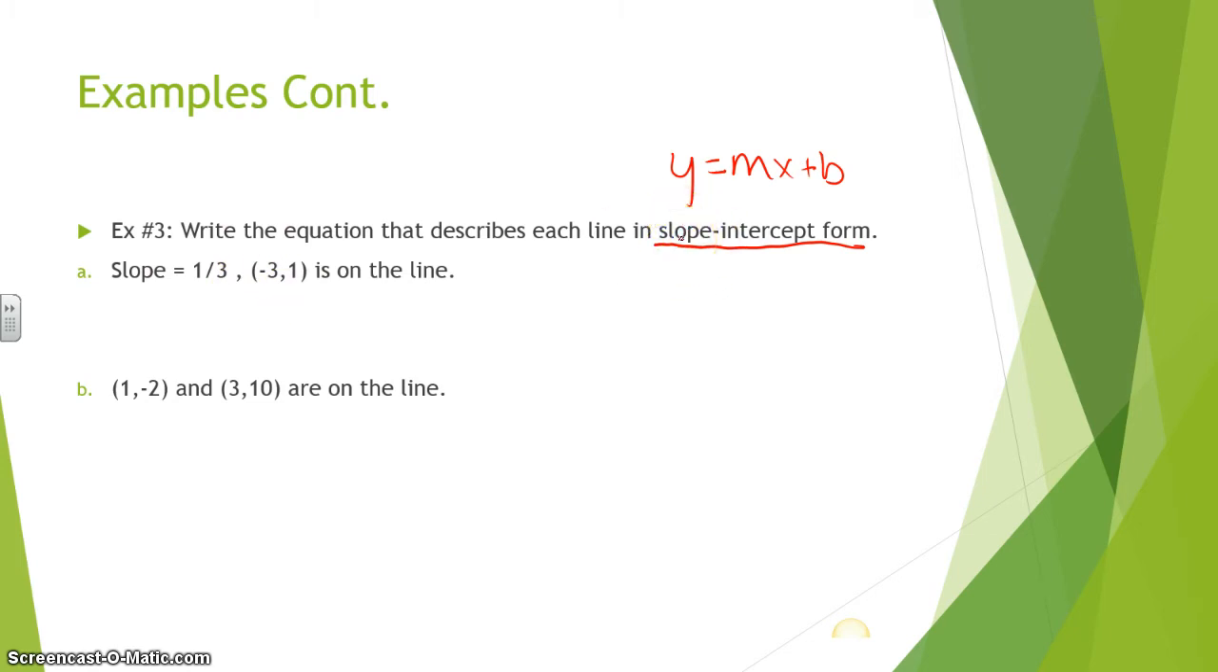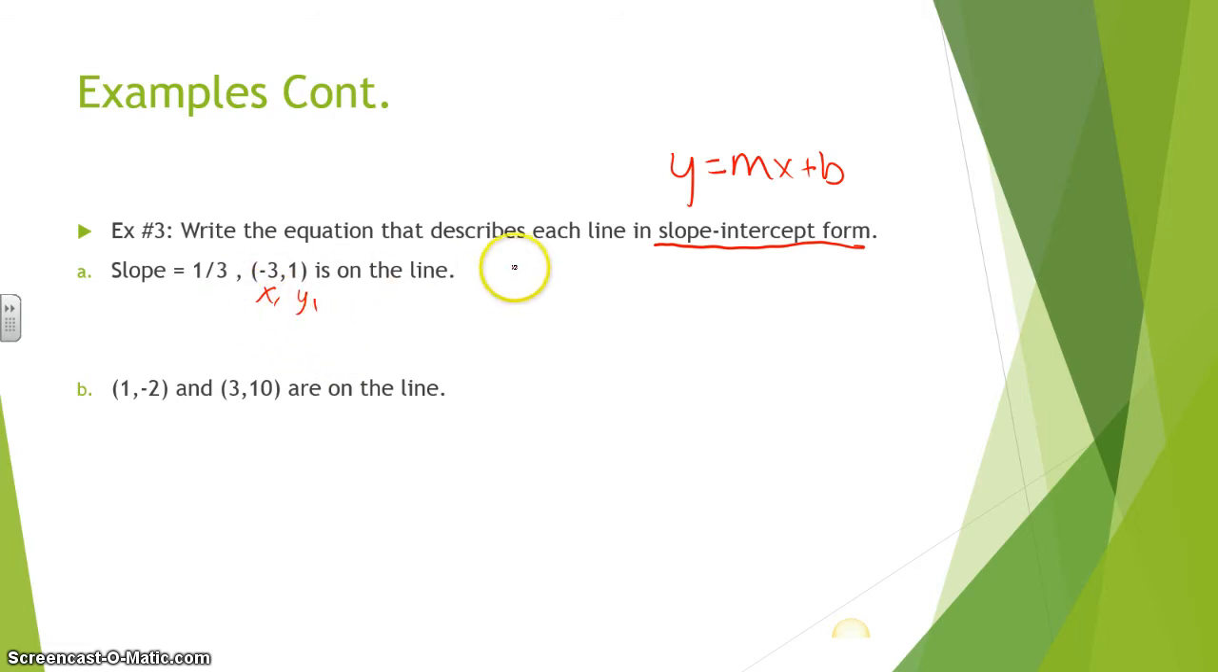In this question, for A and B, they're very similar to what we were working with in point-slope form in the last section. All right, so let's set up what's given in the slope-intercept form. We are given my slope, we're given x1, we're given y1.